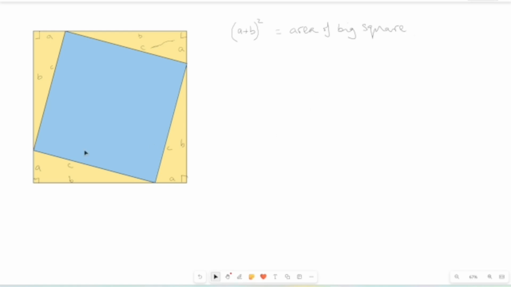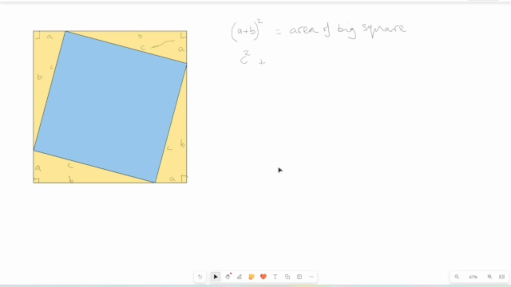Now, this must be equal to the area of the blue square plus the area of all the triangles. So what is the area of the blue square? Well, the blue square has a side of length C in all cases. So the area of the blue square is simply C squared. And to that, we've got to add the areas of these 4 yellow triangles.